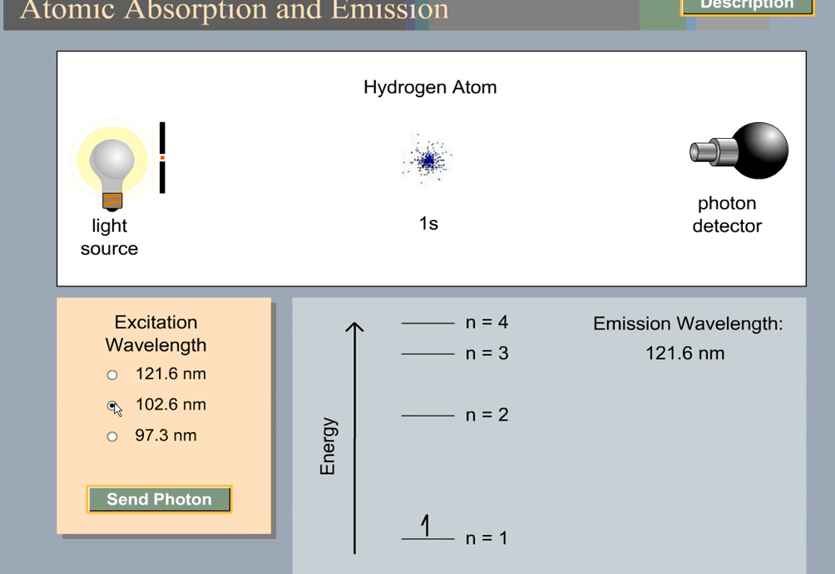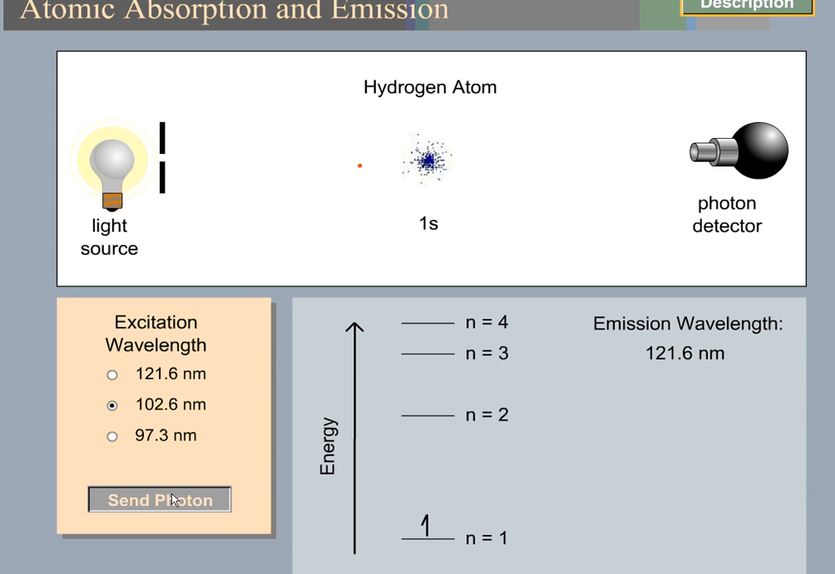So that electron in the n equals 1 level now has the potential to bump up even higher. Again, we send a photon in, we get another change in the hydrogen atom, and it jumps all the way up to the third level. Notice that the drop down to the second gave off a photon. From the second to the first, it gave off another photon.